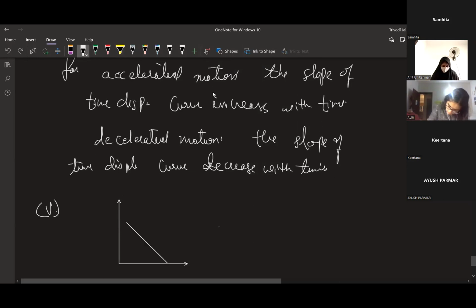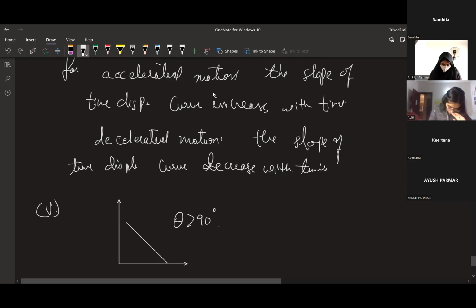Okay. In this case, the angle is not 90 degrees. It's not perpendicular, right? Here theta is greater than 90 degrees. Greater than 90, so then it's a decreasing graph. Yeah, we can say that.